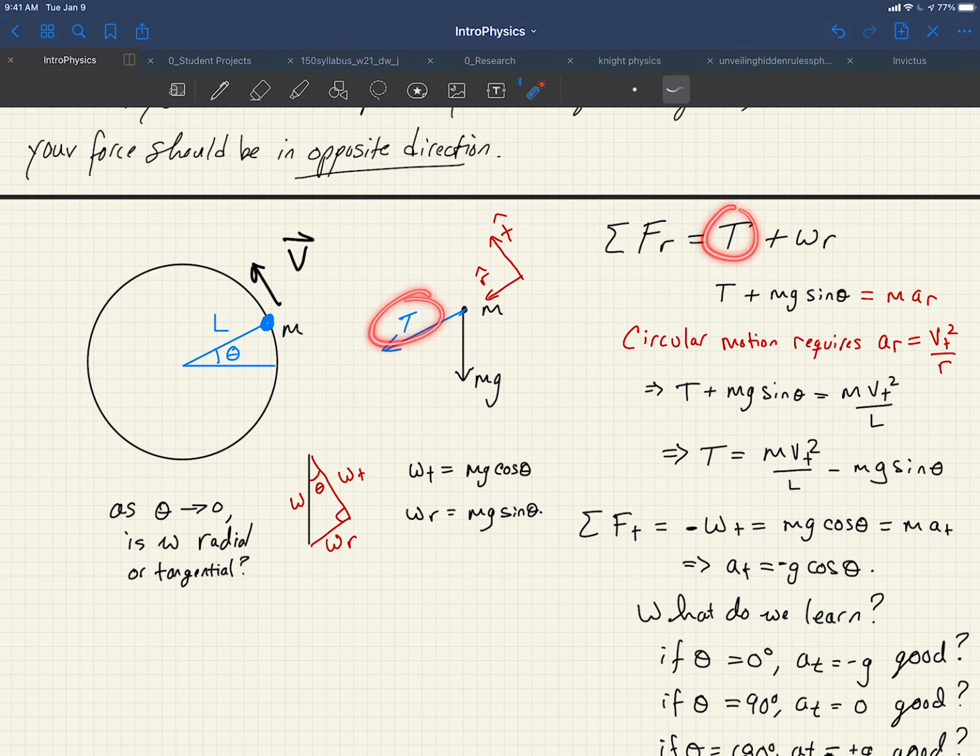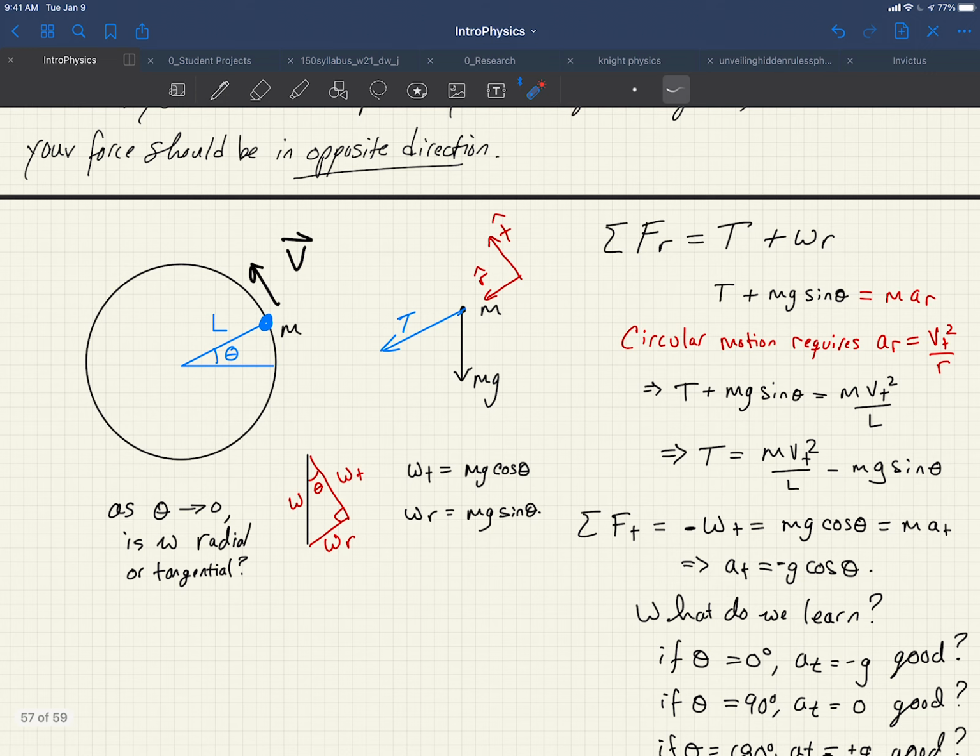Tension, check. Weight, not all of it, just the radial part. And there we go. We plug that in. And that radial sum, per Newton's second law, will be equal to m a radial. We have a new thing in this chapter, a new acceleration constraint, and that is circular motion. Circular motion requires that your radial acceleration be v squared over the radius of the curve.